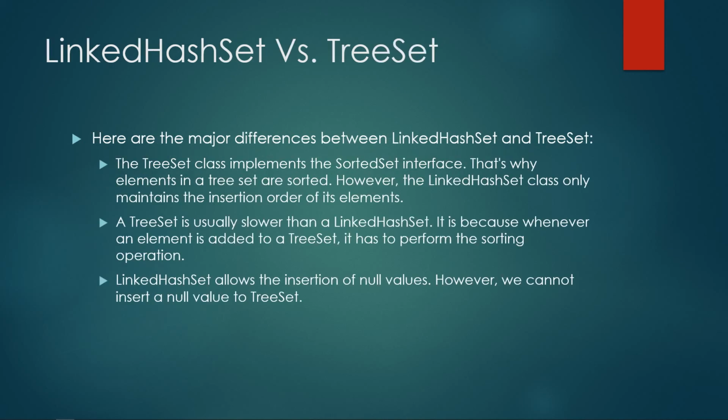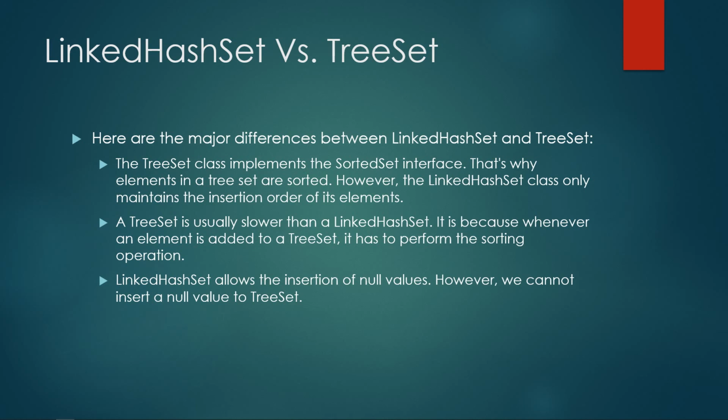So if we compare linked hash set and tree set, here are the major differences. The tree set class implements a sorted set interface. That's why elements in a tree set are sorted. However, the linked hash set class only maintains the insertion order of its elements. So what that means is, when you take tree set, you can order it in ascending order or descending order, however you want, including insertion order. But in linked hash set, you can only order it in the insertion order.